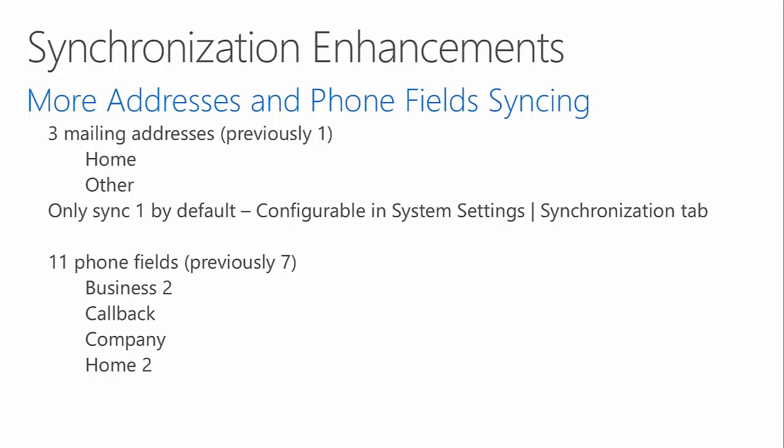This is only going to synchronize one of those addresses by default. However, you can go into the System Settings Synchronization tab and you can turn that on if you want to synchronize all of those addresses. Likewise, for the phone fields, previously we synchronized 7 phone fields. Now we synchronize 11. So the 4 new ones that we added are Business 2, Callback, Company, and Home Phone. And these are automatically all going to synchronize. You don't have to turn this one on in the configuration in the system settings.